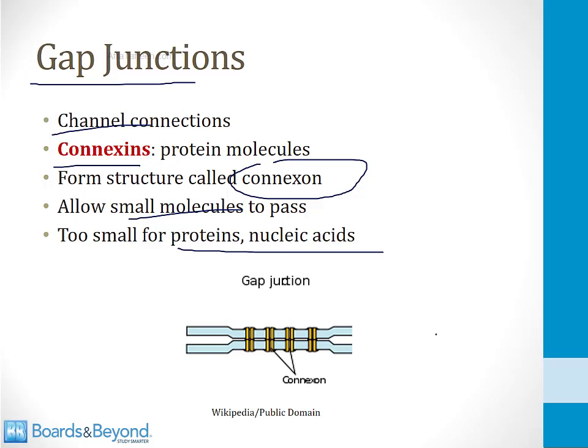And in the videos on the action potential in the heart, I talk about how gap junctions are very important so that electrolytes like sodium can pass from one cell to another, and that's how depolarization spreads through myocytes.